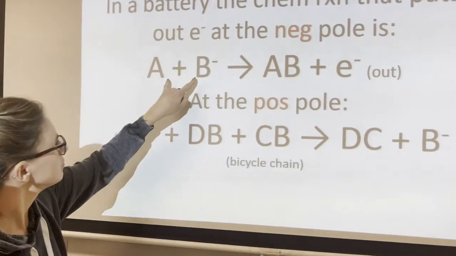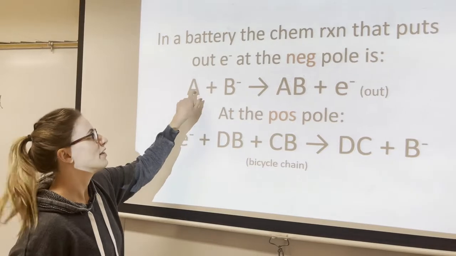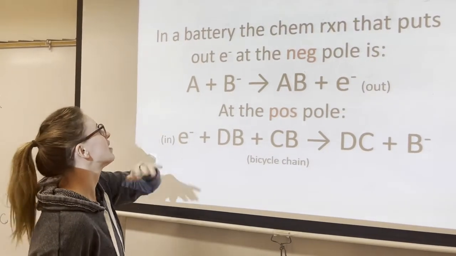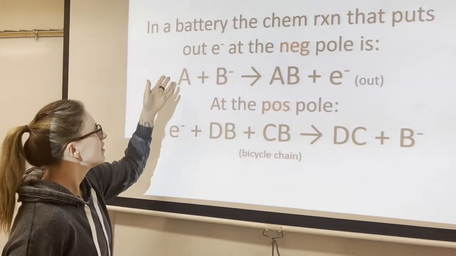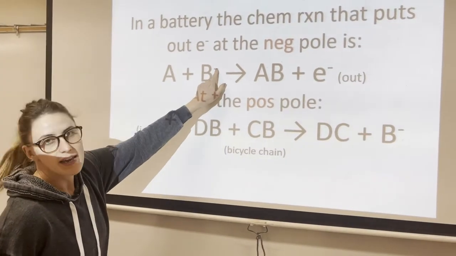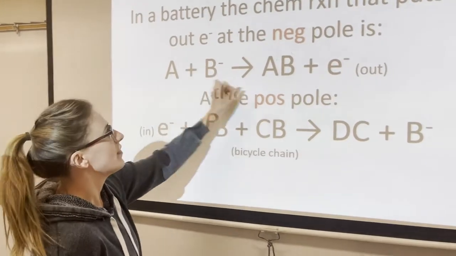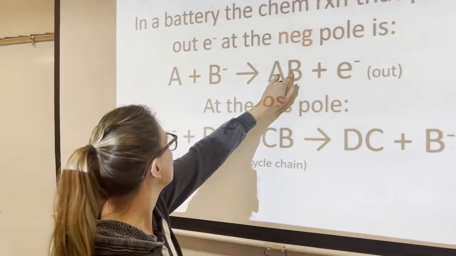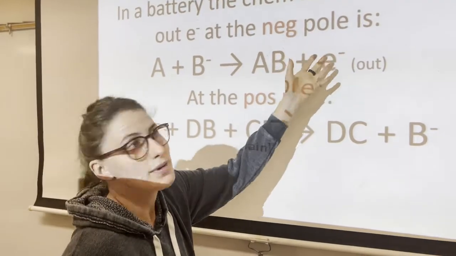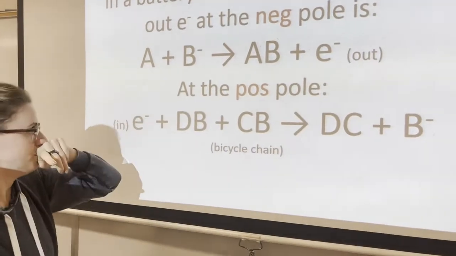Now, this is just a general formula. It doesn't have the actual chemical species. We don't actually call it A and B in there; it's some other stuff. But we're going to represent it, so you've got this compound that we represent as A, and then this anion, a negatively charged ion. What happens is they combine, and when these two combine, that negative gets kicked off in the form of an electron basically, and that comes out the negative side of the battery.